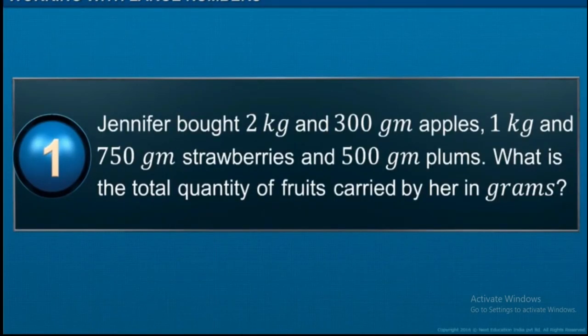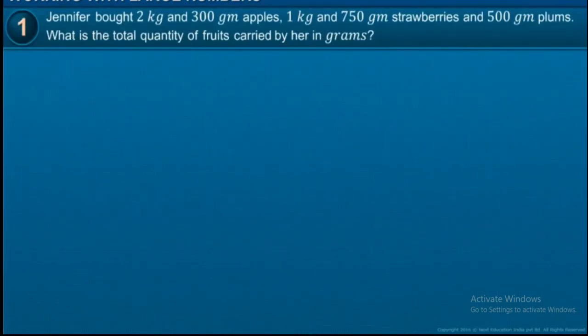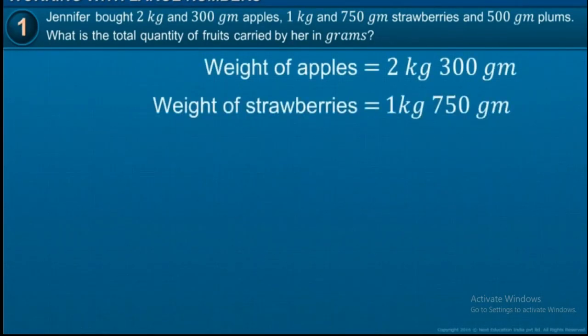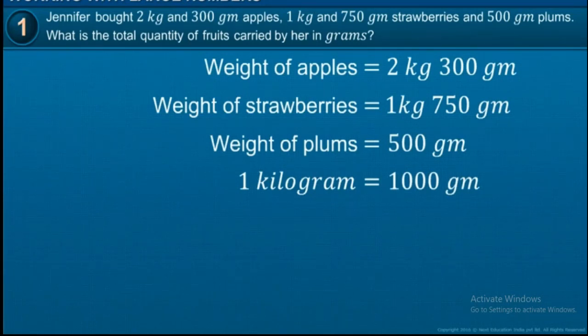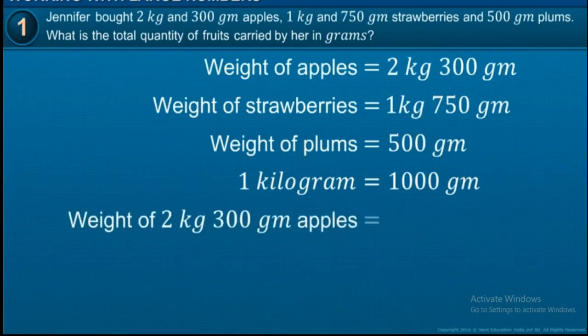Jennifer bought 2 kilogram and 300 gram apples, 1 kilogram and 75 gram strawberries, and 500 gram plums. What is the total quantity of fruits carried by her in grams? We know the weights of the fruits bought by Jennifer. First, let's convert the kilograms into grams. 1 kilogram is equal to 1000 grams. To convert kilograms into grams, we multiply kilograms with 1000 in each case and then add the remaining grams.